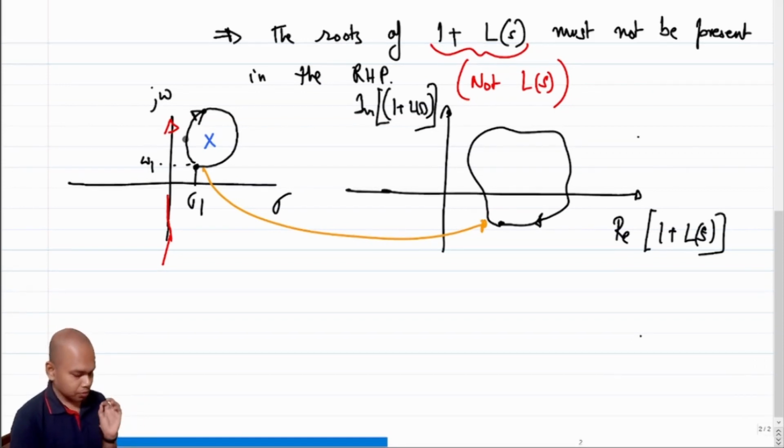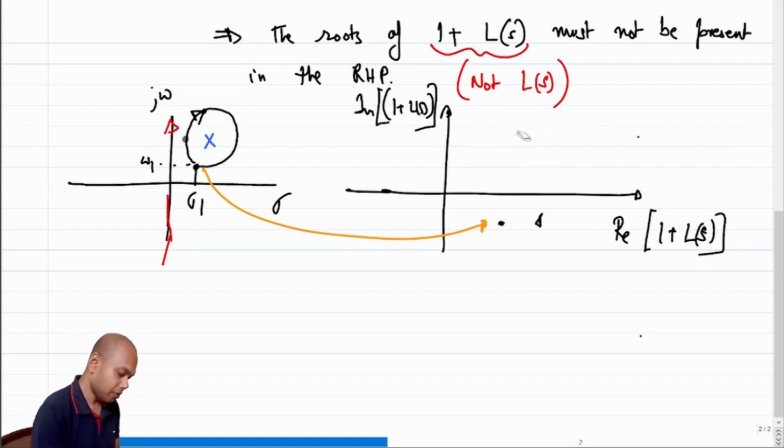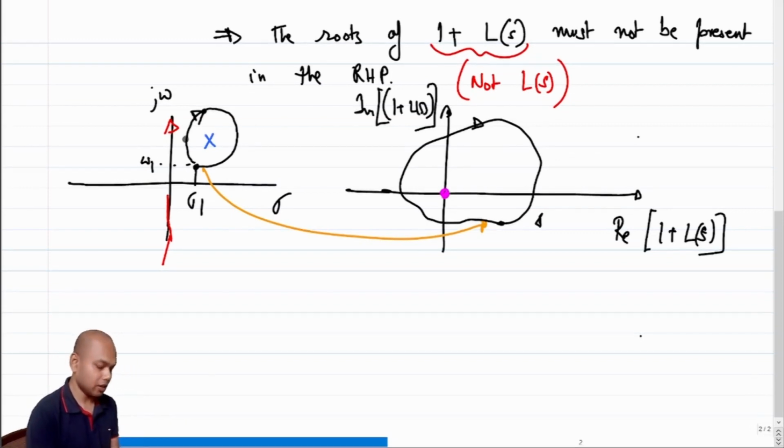But what Nyquist showed is that if in the S plane the root of 1 plus L of s exists, then what is going to happen? Then this closed contour in the 1 plus L plane must encircle the origin. Or in other words, the origin should be inside the contour.